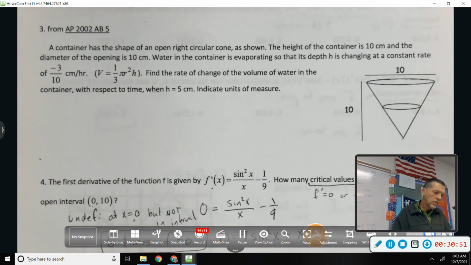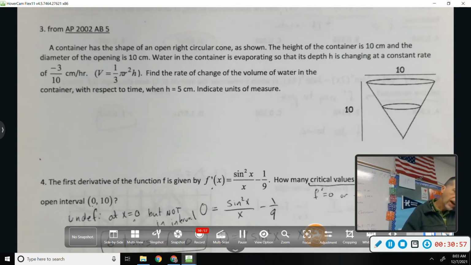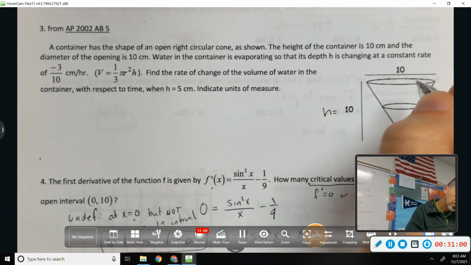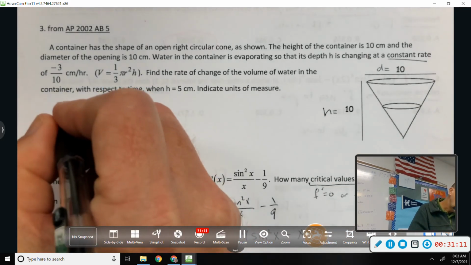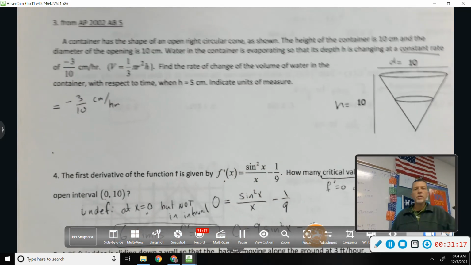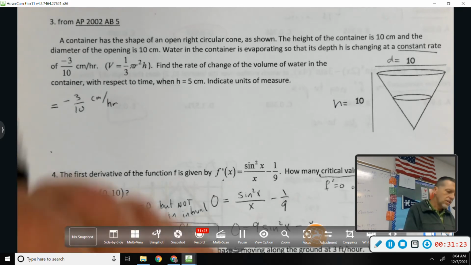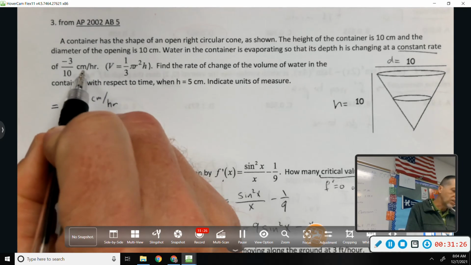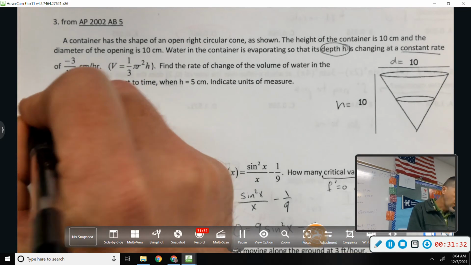Number 3. A container has the shape of an open right circular cone, as shown. The height of the container is 10 centimeters, and the diameter of the opening is 10 centimeters. Water in the container is evaporating so that its depth is changing at a constant rate of -0.3 centimeters per hour. So what variable is that? Look at the units. Units is not volume, and it tells us its depth is changing. So that's dH/dt.